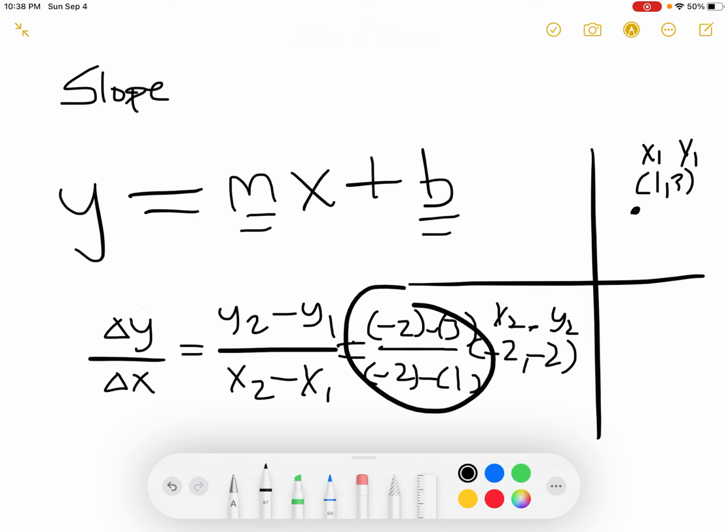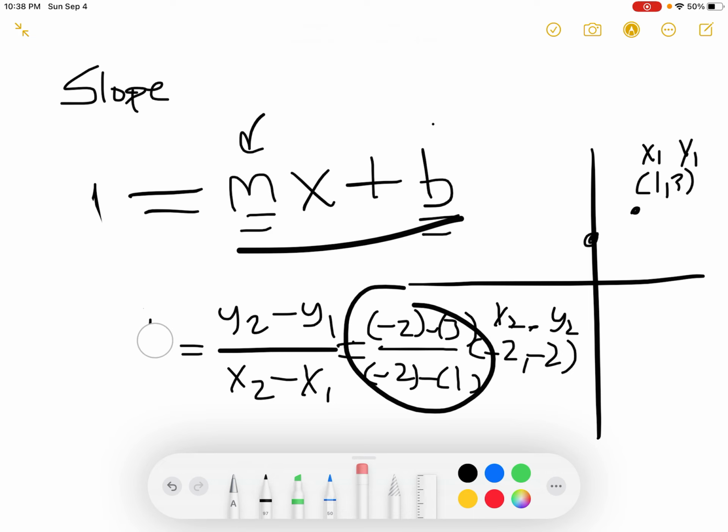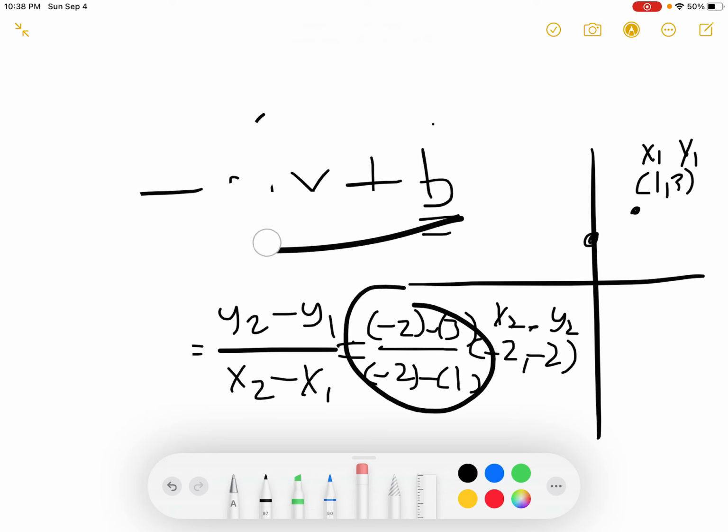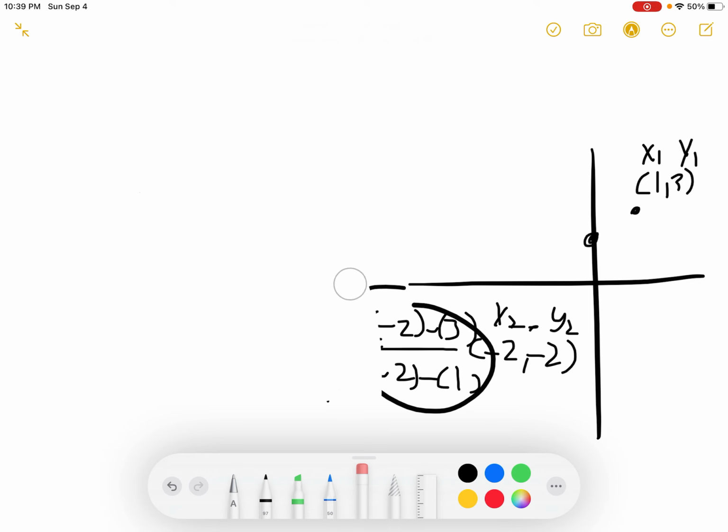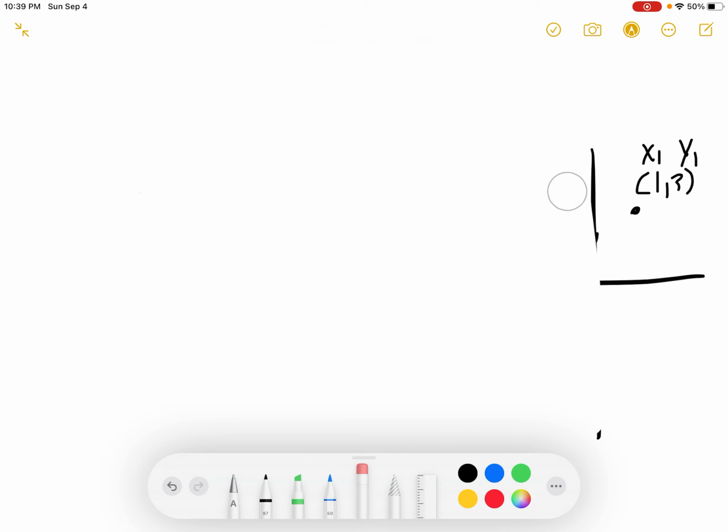So if you solve that out, that would get you m, and if you saw the y-intercept here, then that would tell you that, and then you would know the equation for that line. So that's what you need to know. Those are two things: the slope formula and the slope-intercept formula. Okay.